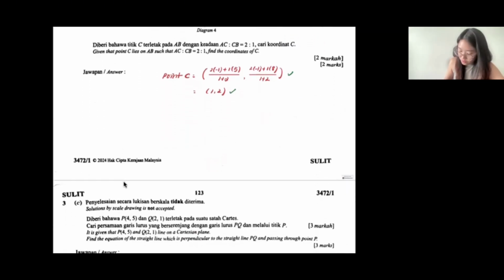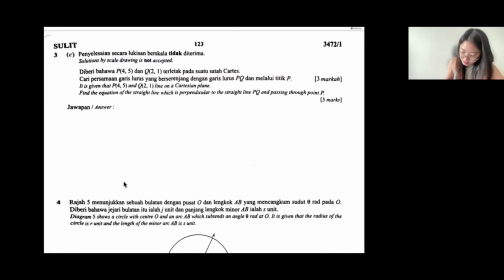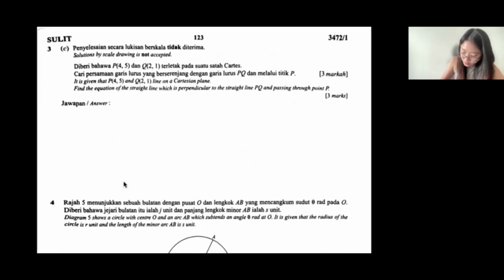Okay, moving on to question 3C. All right, it is given that P we have (4, 5), Q we have (2, 1), lie on the Cartesian plane. Find the equation of straight line which is perpendicular to the straight line PQ and passing through point P. Now guys, whenever you see equation of straight line, what you can do is y minus y1 equals m times (x minus x1). This is the maths equation of straight line formula. You cannot use this in maths, yeah? In maths, you can only use y equals mx plus c.